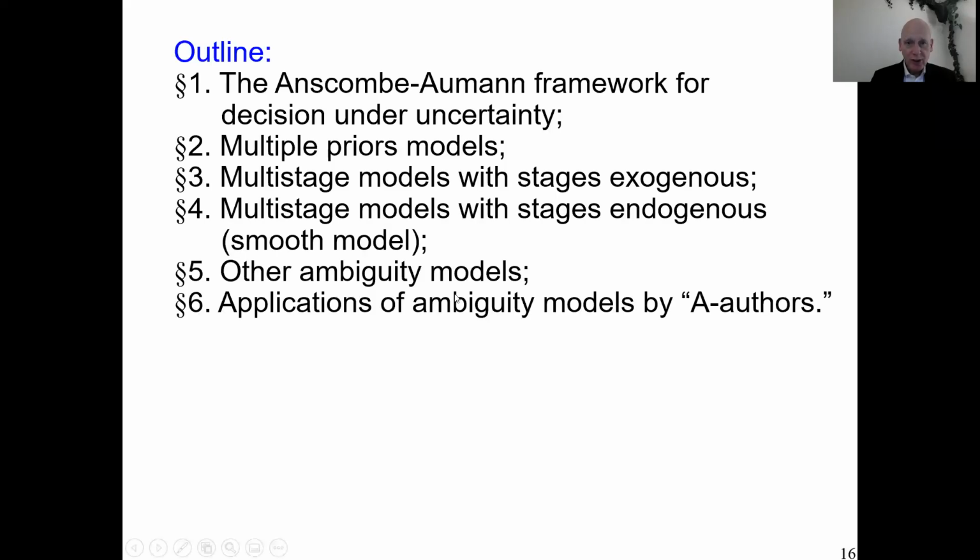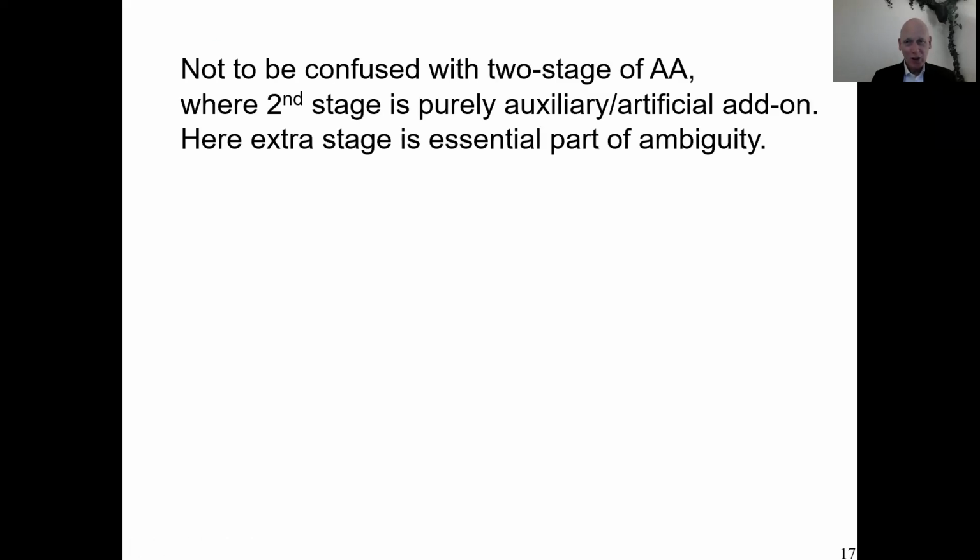I now turn to two-stage models to capture ambiguity attitudes. First, I consider the exogenous case. This should not be confused with what happened in the Anscombe-Aumann framework, because there we also had an additional stage, but it only was an auxiliary tool to make things simple. It was not of central interest for us.